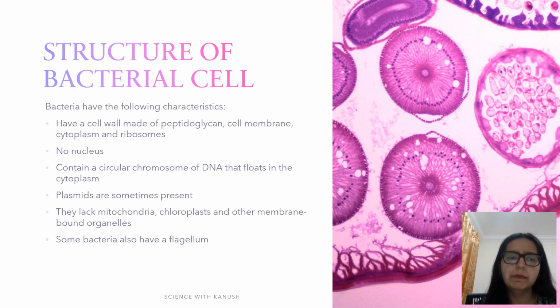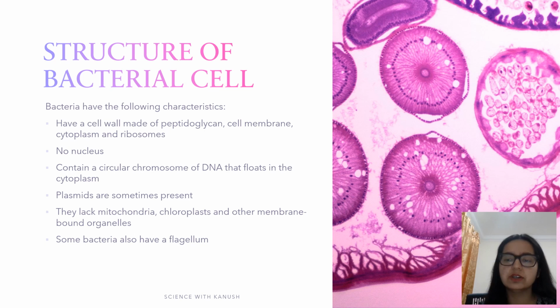Bacteria have the following characteristics: they have a cell wall made of peptidoglycan, not of cellulose but of peptidoglycan. They have a cell membrane, cytoplasm, and ribosomes. They have no nucleus, but they do contain a circular chromosome of DNA that floats in the cytoplasm. And plasmids are sometimes present. Now, plasmids are small rings of DNA. They are also floating in the cytoplasm.